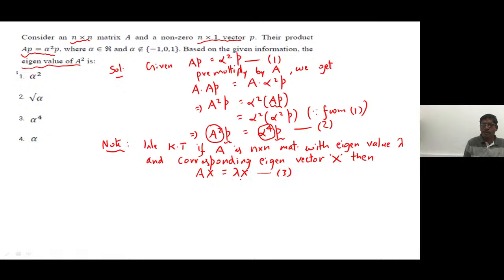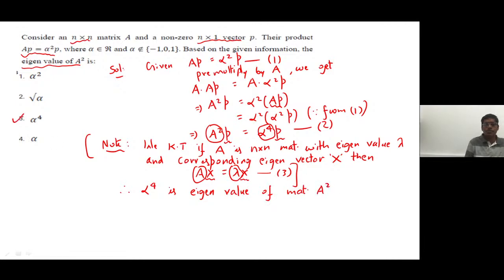Now just compare: your X is nothing but small p, your matrix A is nothing but A square, and lambda, the eigenvalue, is nothing but alpha power 4. So this is the hint formula. Therefore alpha power 4 is the eigenvalue of matrix A square. Hope that is understood. Very, very important question. So accordingly option C, that is the third one, is the answer.